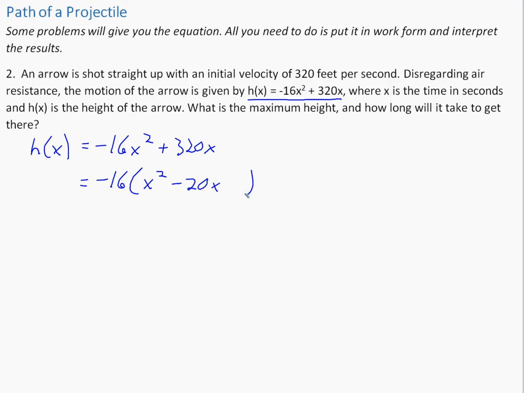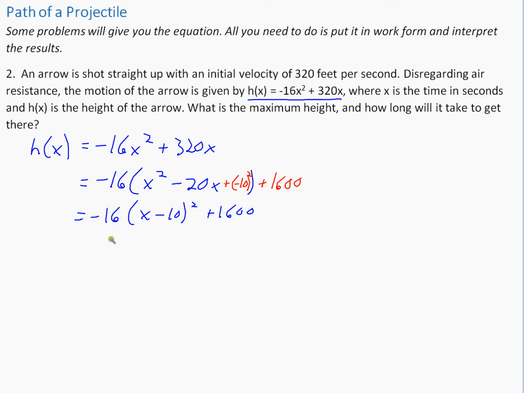We're going to close our parentheses here, and then we're going to think, okay, now I'm going to complete the square. Half of -20 is -10. So I'm going to add -10 squared. Well, -10 squared is 100, but it's also multiplied by -16. So 100 times -16 is a -1600. So I'm adding a -1600. So to keep this being like adding 0, I'm going to add 1600 out here. And now I have completed my square. This is -16 x minus 10 squared plus 1600.